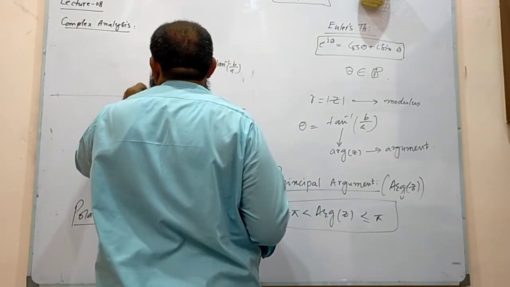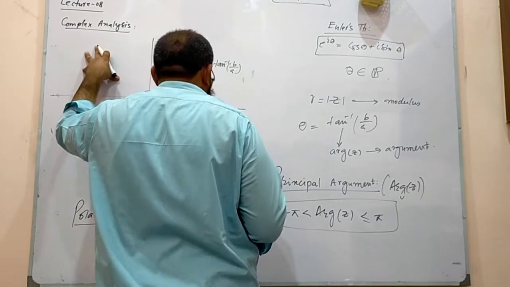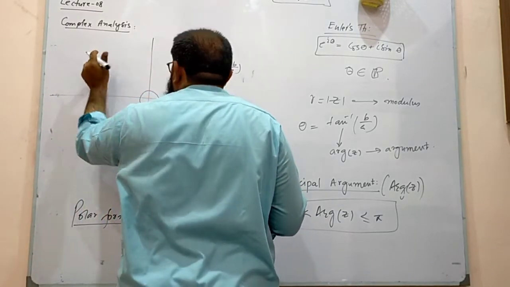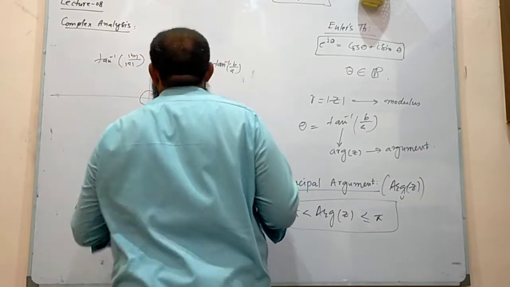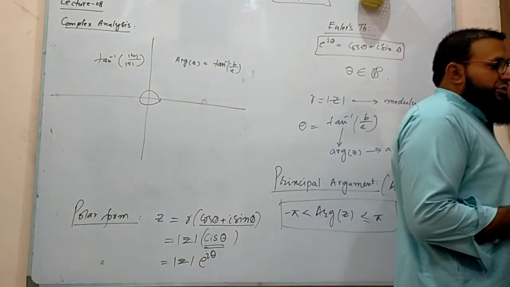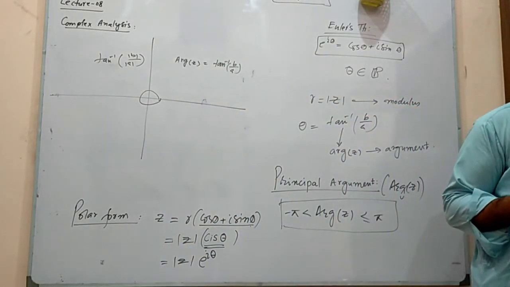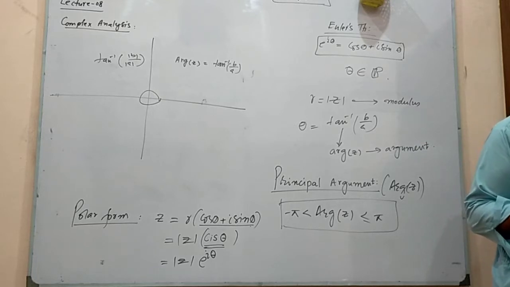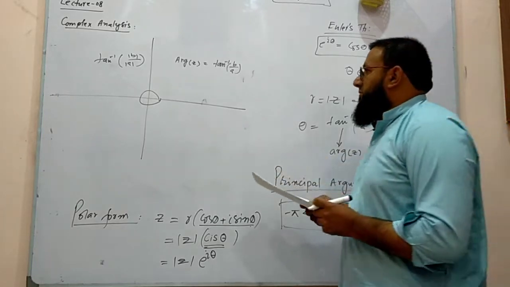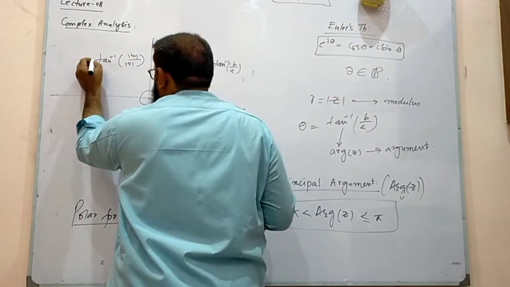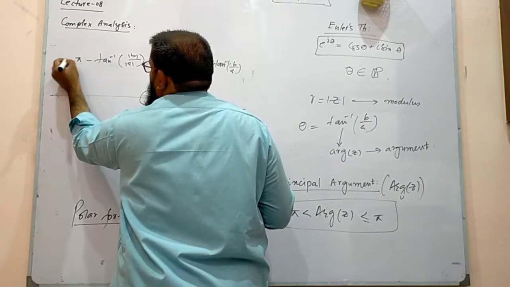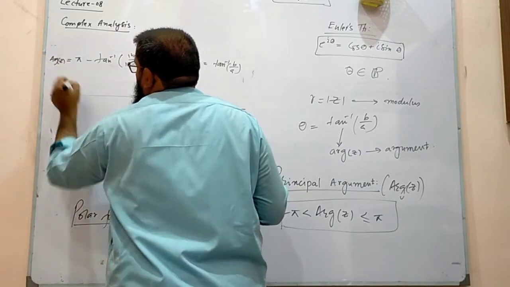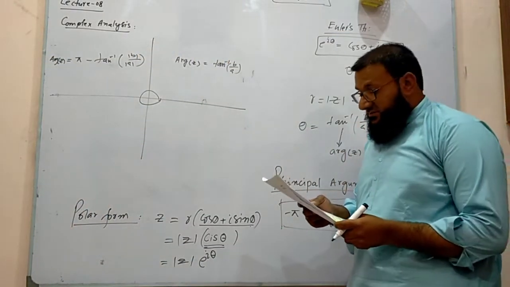And if the complex number lies in the second quadrant, then the argument would be tan inverse. Now one thing, I am going to take the absolute value of both numbers, because if I go to the second quadrant, one number will be negative. I think it will be the real part that would be negative. So I am going to take both positive, and I am going to subtract this quantity from pi. This is my argument.